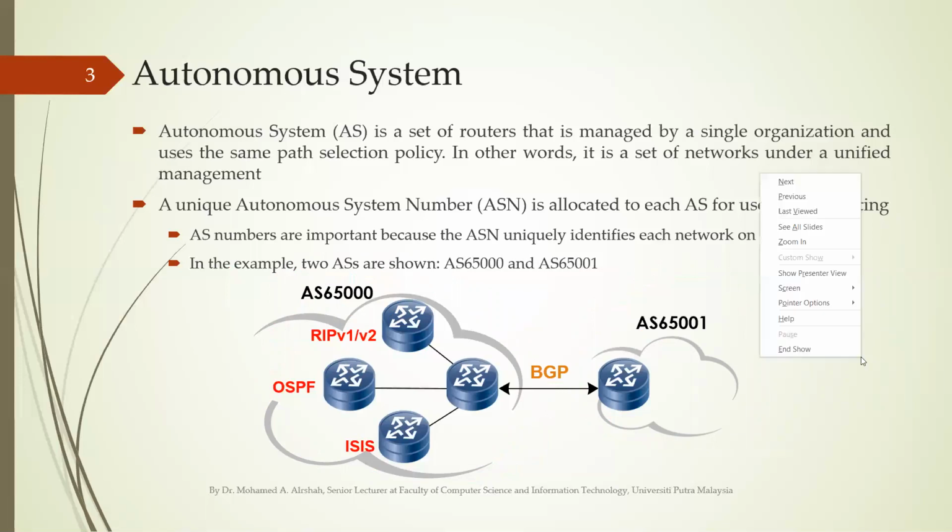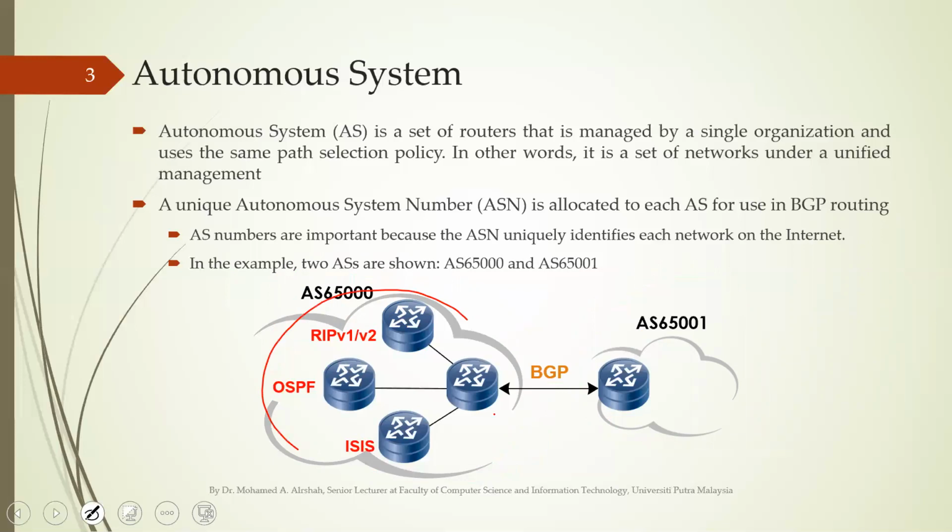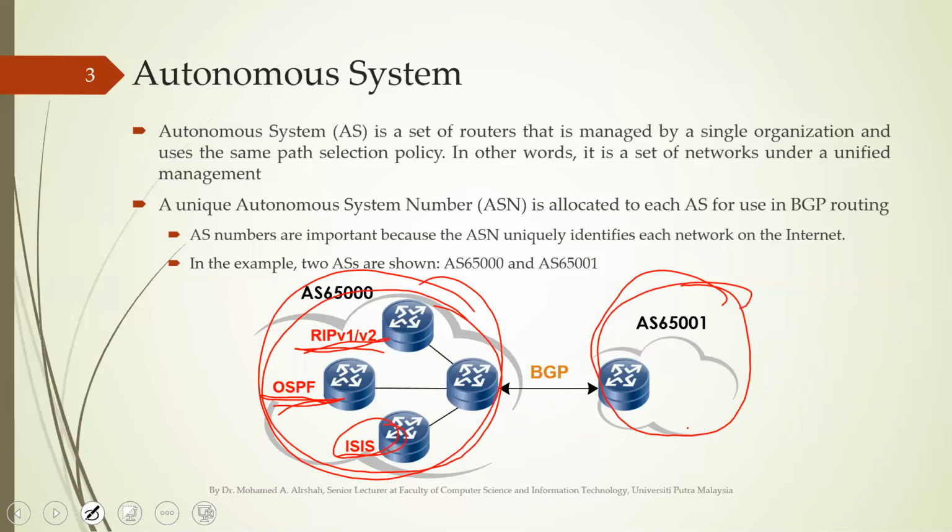So here, as we can see, we have two systems. Inside this system, we can use RIP for routing version 1 or version 2, and also we can use OSPF, and also we can use IS-IS. But between the two ASs, here, as you can see, we have two different ASs. We have to use the BGP routing protocol. BGP actually stands for Border Gateway Protocol.